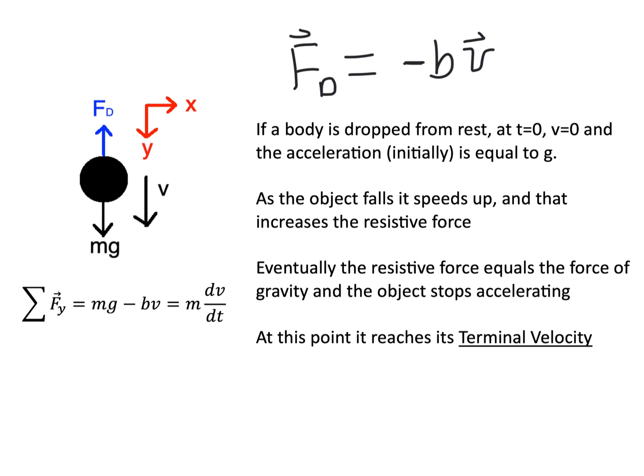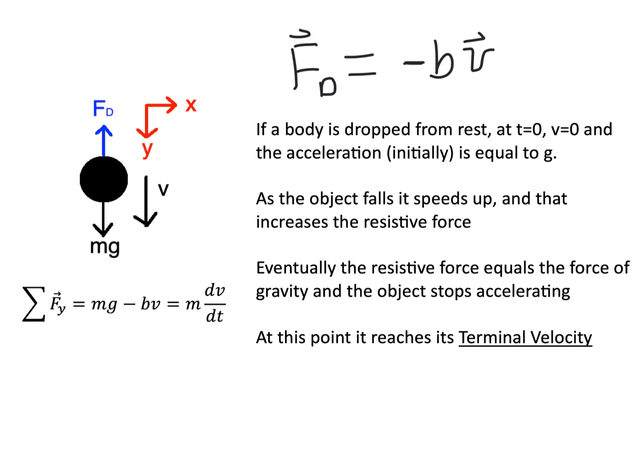So now I can apply Newton's second law. I can say the sum of the forces in the y direction is going to be the weight, mg, and it's positive, again, because I've set my coordinate system pointing downward, minus b times v, because the resistive drag force is in the negative direction, and that's going to be equal to m times a. So I have the sum of the forces equals m times a.